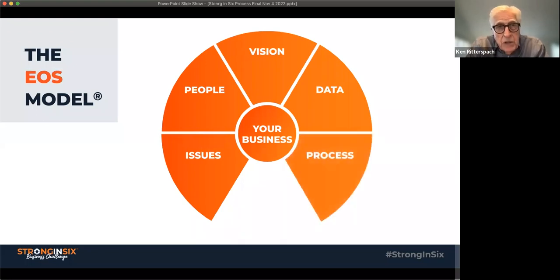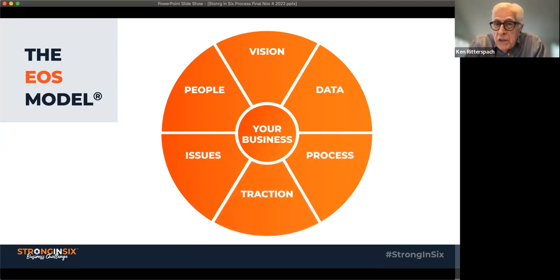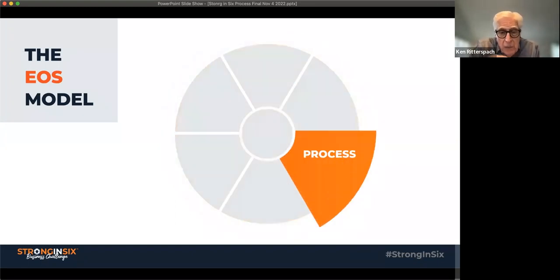The 5th component is the one we're going to talk about in more depth today, the process component, and that's how you run your business. And the last component is the traction component. That's about accountability and getting results. And it's no accident that vision is at the top and traction is at the bottom, because a vision without traction is wishful thinking. Actually, Gino calls that hallucination. So those are the 6 components of the model. Our focus today is going to be on the process component.